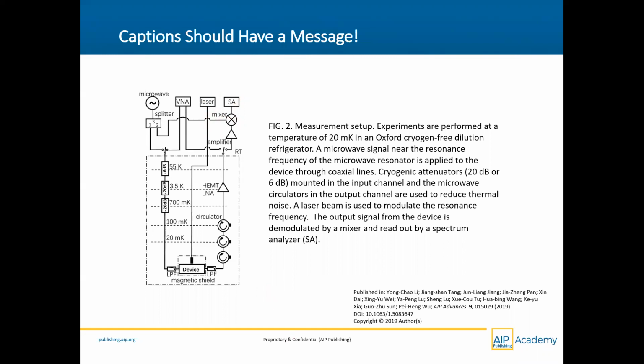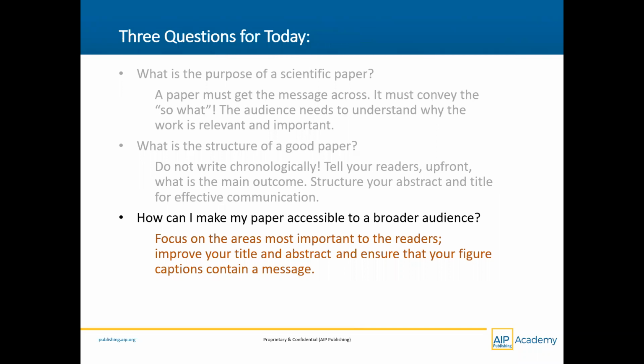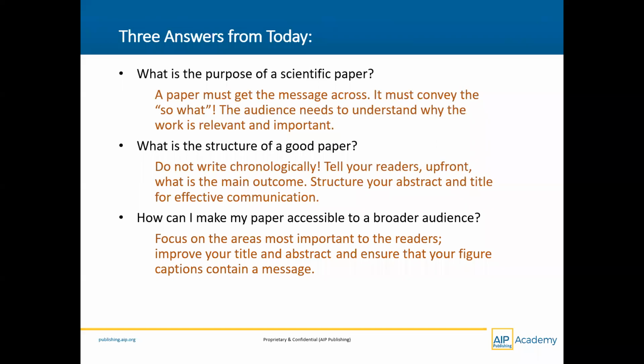So let's recap that ways that you can make your paper more accessible to a broad audience is focusing on the areas that are most important to the readers. You can focus on the title and abstract and also help to ensure that your figure captions contain a message. Let's recap the three main questions that we answer today. What is the purpose of a scientific paper? Your paper must get the message across. It conveys the so what. The audience needs to understand why the work is relevant and important.